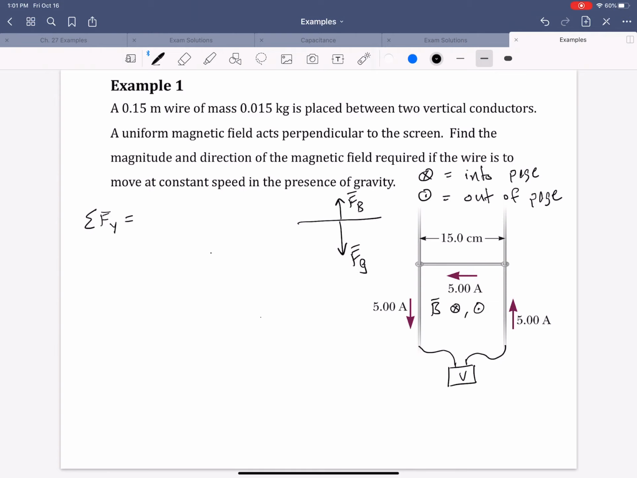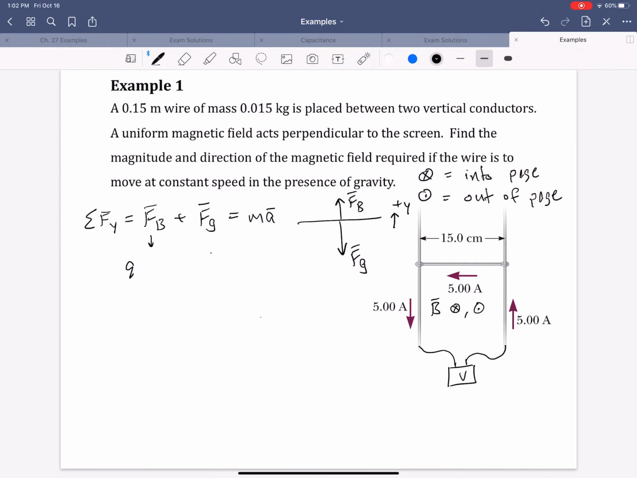So when we do a second law analysis, we have to choose a positive direction. So let's say plus y is up. If you chose plus y is down, that would be completely fine too. You'd get the same answer. But I'm just doing up. So that means we have FB vector plus FG vector, and that equals our net force of MA vector. Okay, just very generally.